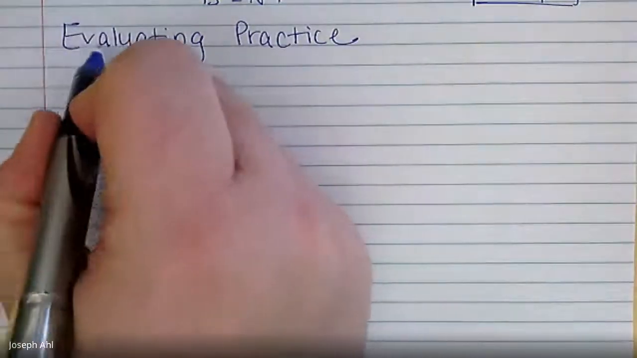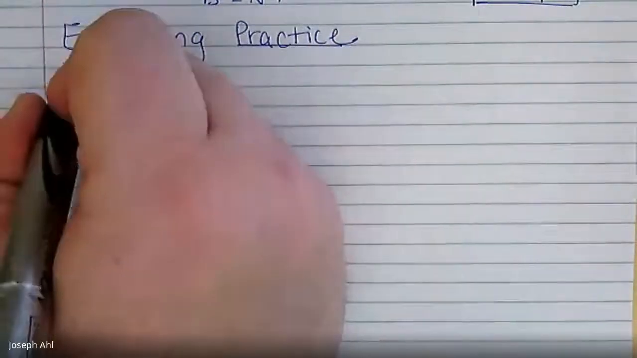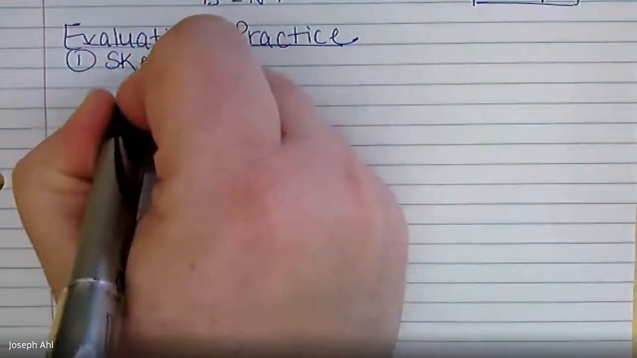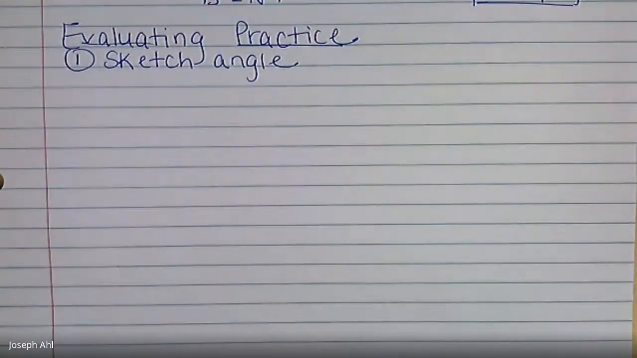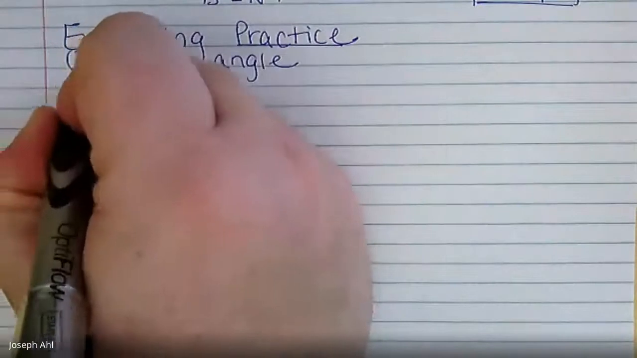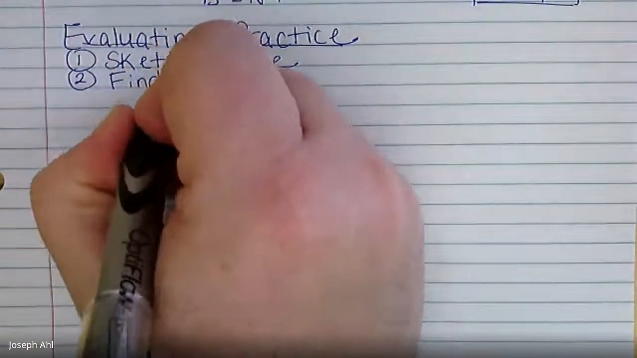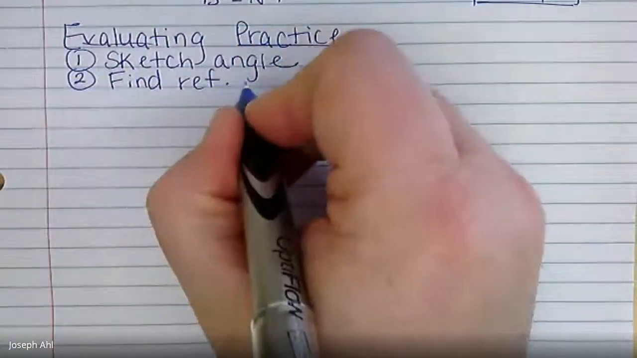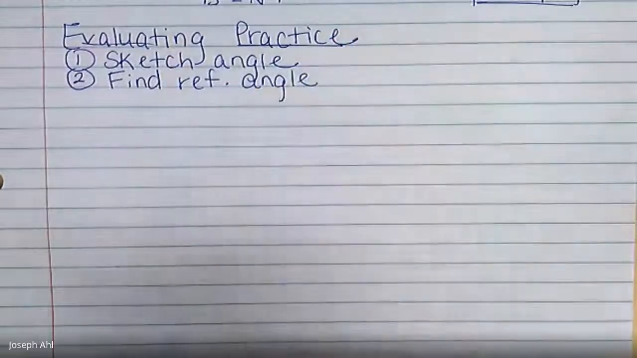And within evaluating practice, we're going to follow certain steps. Step number 1 is to sketch the angle. This will make more sense when I give you the first example, but we're going to sketch the angle first. And then step 2 is, once you've sketched the angle, find what's called the reference angle. This is something we saw for the first time in yesterday's lesson.